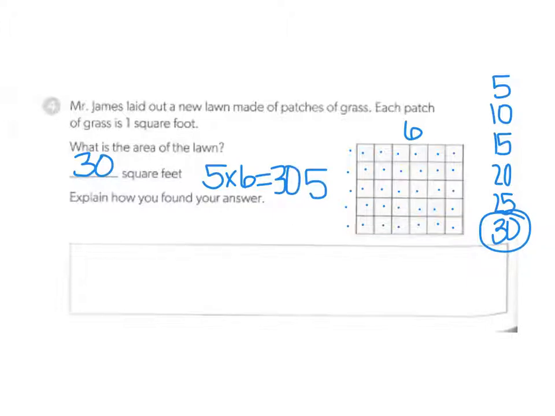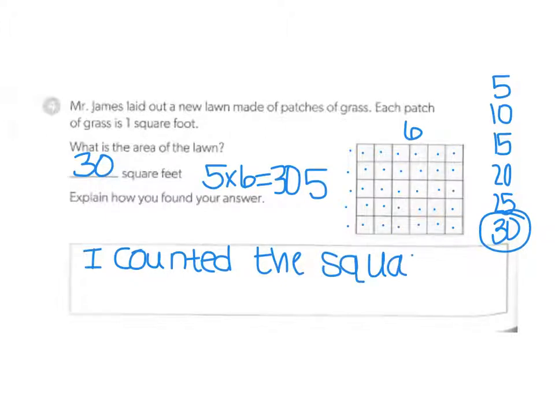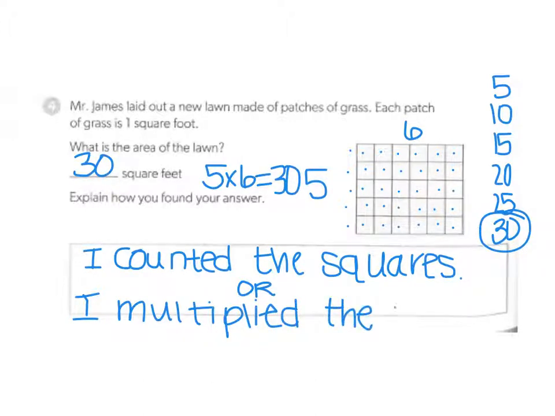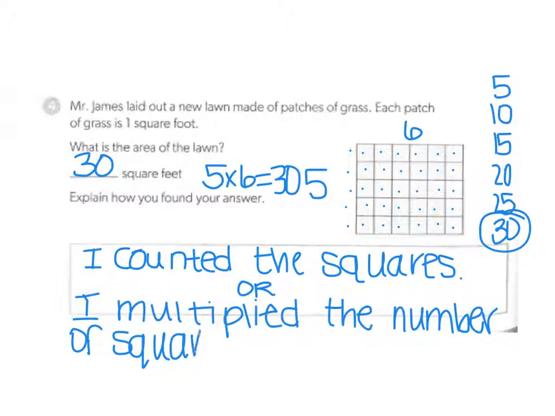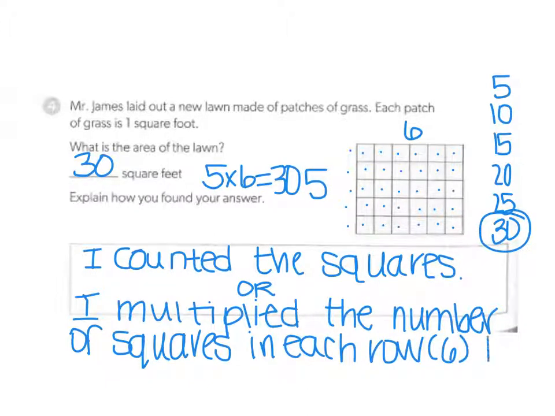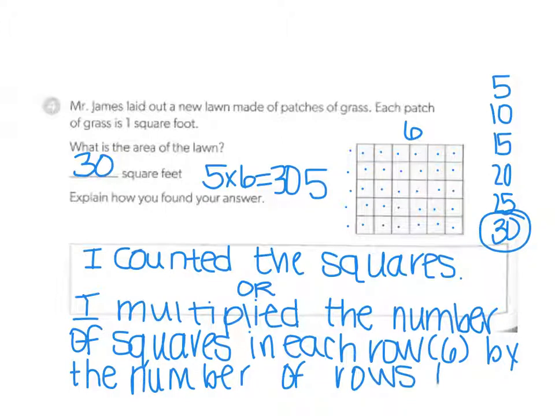So explain how you found your answer. So you could either say, I counted the squares, or maybe you multiplied the number of squares in each row, which is 6, by the number of rows, which was 5.